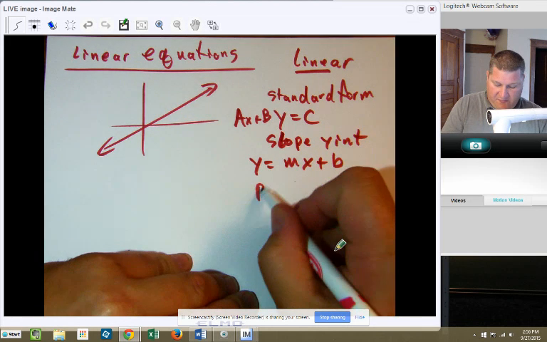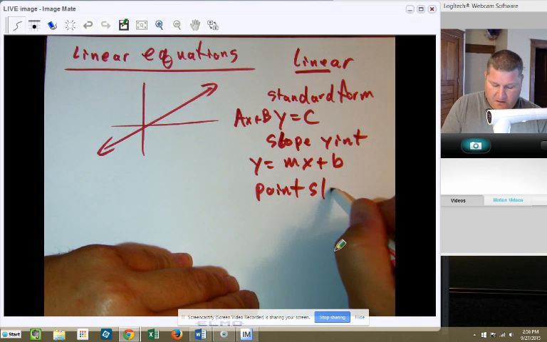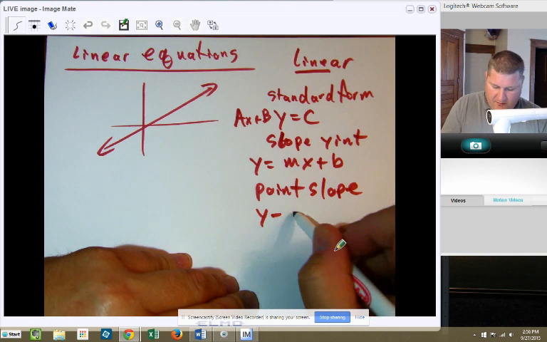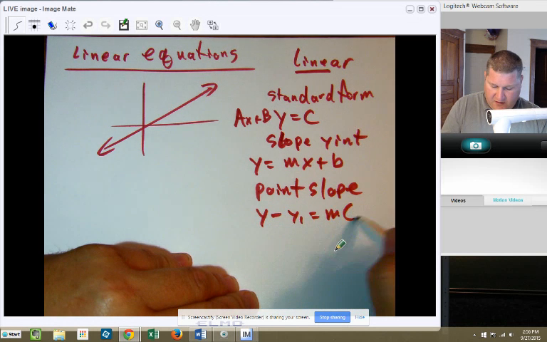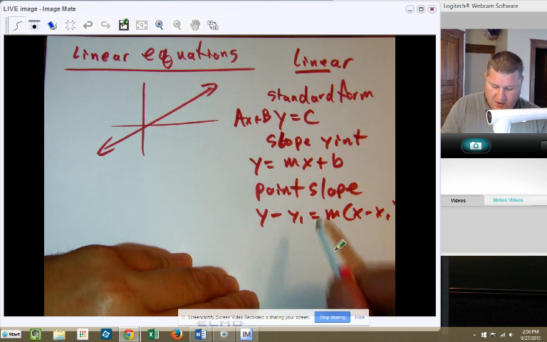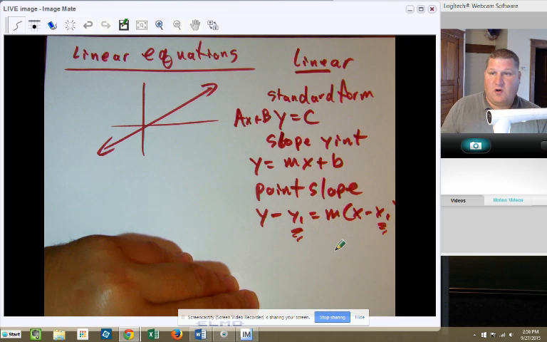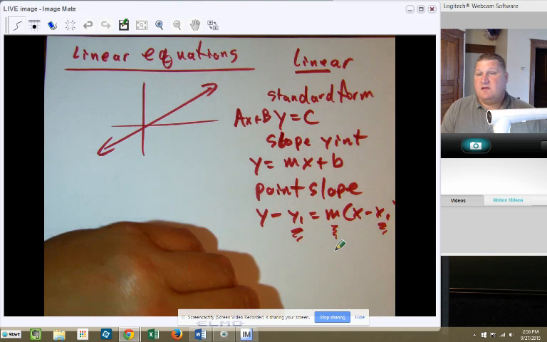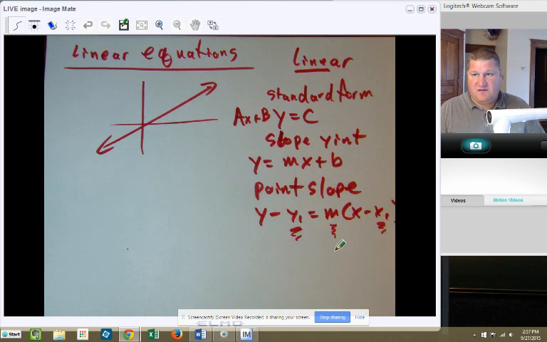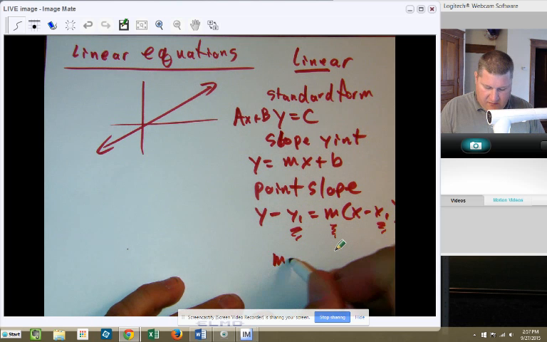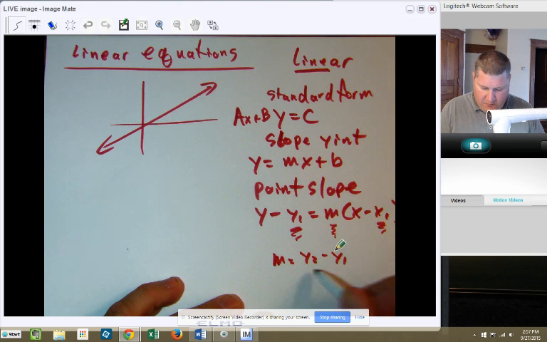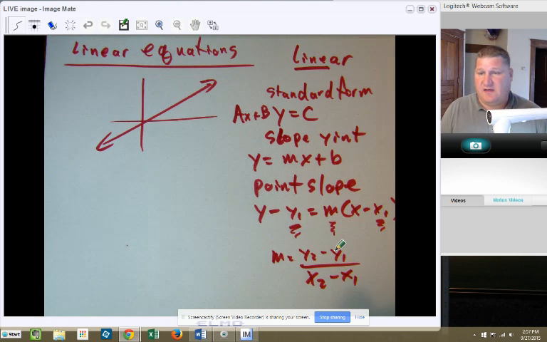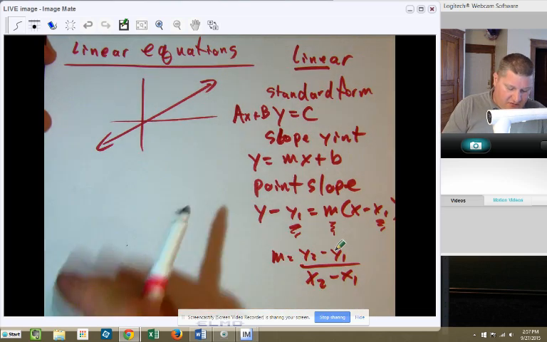You will also have point-slope form. Point-slope form is going to be y minus y1 equals m times x minus x1, where y1 and x1 are components of a point, and m, of course, is a slope. Those are just some basic formulas that we're going to have. You're also going to need to know m equals y2 minus y1 all over x2 minus x1. Pretty classic there. So all of this linear equation stuff comes back to graphing straight lines.